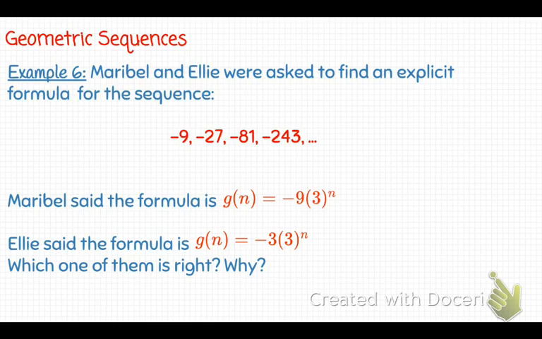So this one says, Maribel and Ellie were asked to find an explicit formula for the sequence -9, -27, -81, -243. Maribel says the formula is g of n equals -9 times 3 to the n power, and Ellie says the formula is g of n equals -3 times 3 to the n power. Which one of them is right and why?